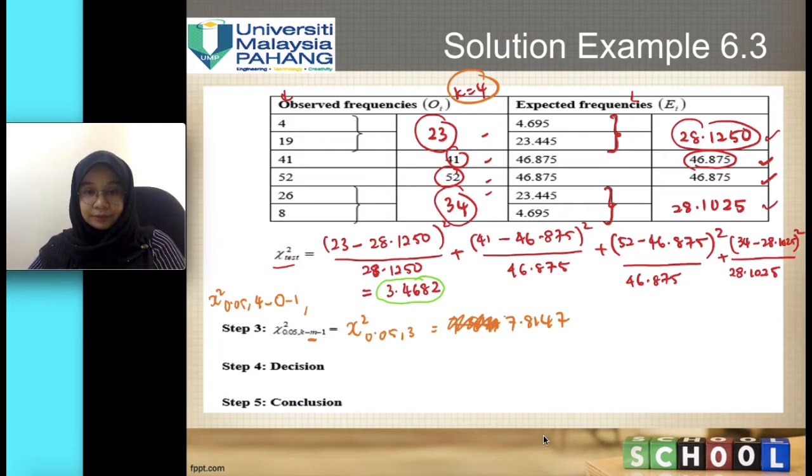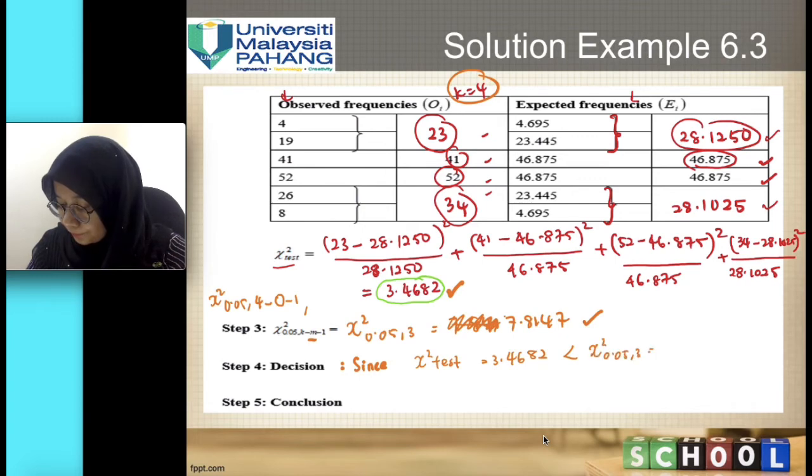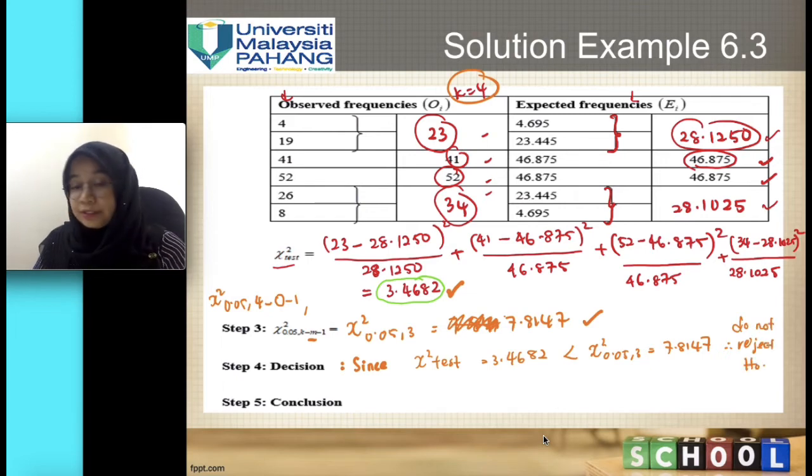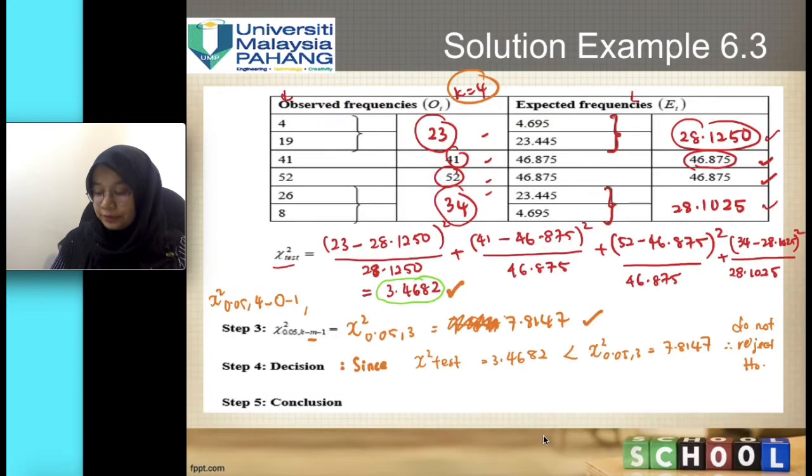Right. So now compare. Our chi-square test is 3.4682. Our chi-square critical value is 7.8147. Is the chi-square test less than or greater than the critical value? 3.4 is less than 7. So since chi-square test 3.4682 is less than chi-square critical value, what do you have to do? Do not reject H null. You accept H null. So what will happen if you accept H null? You accept this one. At alpha 0.05, the number of heifer cows follows a binomial distribution.